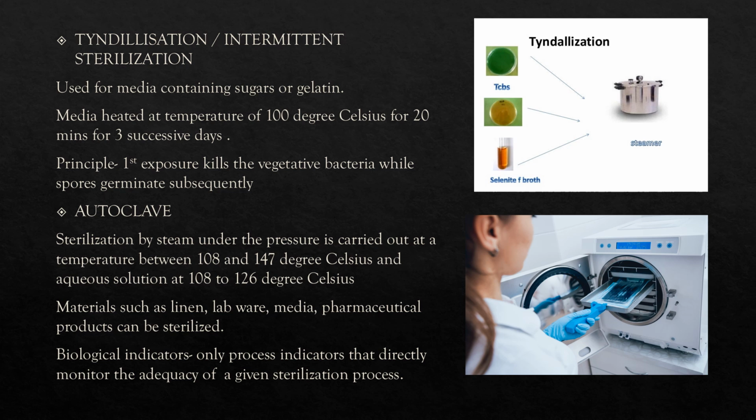So what is an autoclave? It is a machine that helps in sterilization by steam under pressure, and it is carried out between 108 to 147 degrees Celsius, and for aqueous solutions at 108 to 126 degrees Celsius. What are the materials that can be sterilized in it? Linen, labware, media, and pharmaceutical products. And it is only the biological indicators that can monitor the adequacy of the given sterilization process.